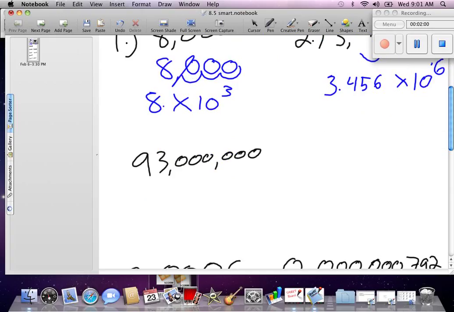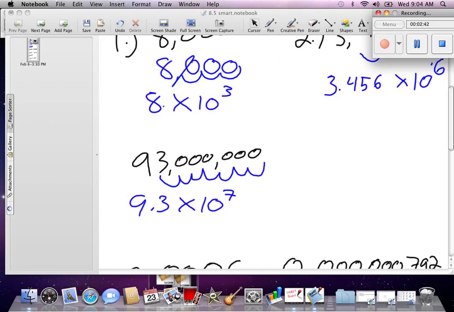Let's try number 3. The sun is approximately 93 million miles from Earth. We're going to write this in scientific notation. Please take notes. All right, so we're going to move this over until it is between the 9 and the 3, correct? So we move it over 1, 2, 3, 4, 5, 6, 7. So it should be 9.3 times 10 to the 7. Okay?